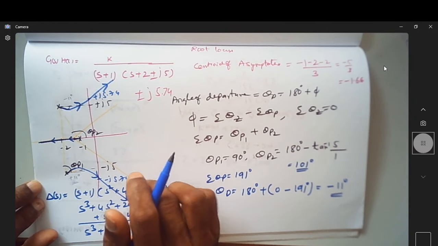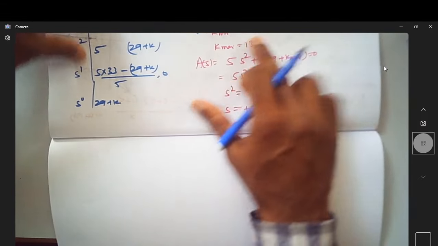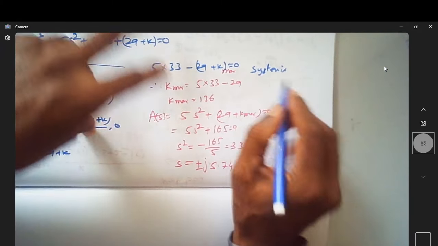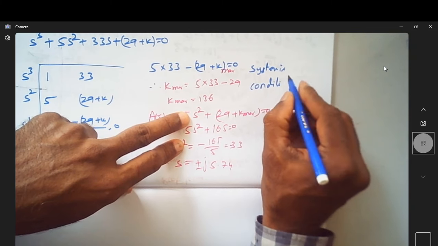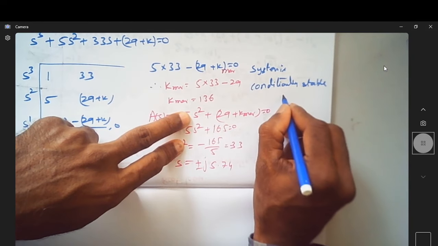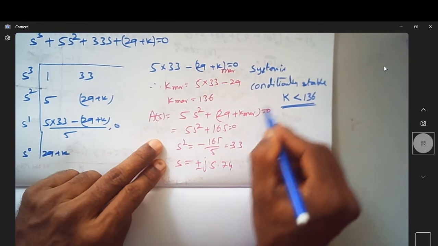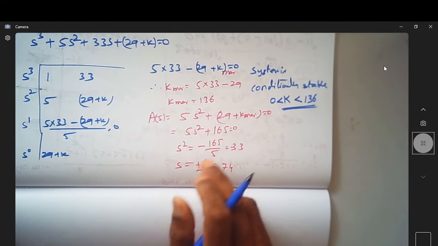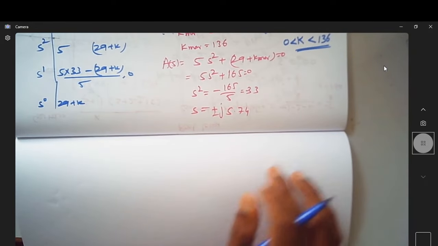So the system is stable as long as the value of k is less than 136. So the system is conditionally stable. That is, if the value of k is less than 136, then only the system is stable. Of course, anything between 0 and 136. If k is more than 136, then the system is unstable. If k is 136, then it oscillates at a frequency of 5.74 radian per second.